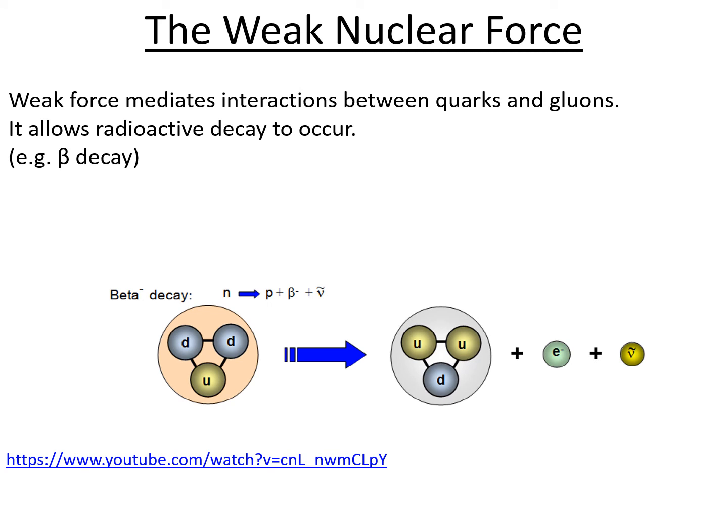The weak nuclear force is the one that mediates interactions between quarks and gluons. So again, it's kind of linked to the strong force, and it allows radioactive decay to occur. In particular, it allows beta decay to occur. So when we talked about how in beta decay a down quark converts into an up quark, it happens via this weak nuclear force. And again, there's another wee video there for you to watch.